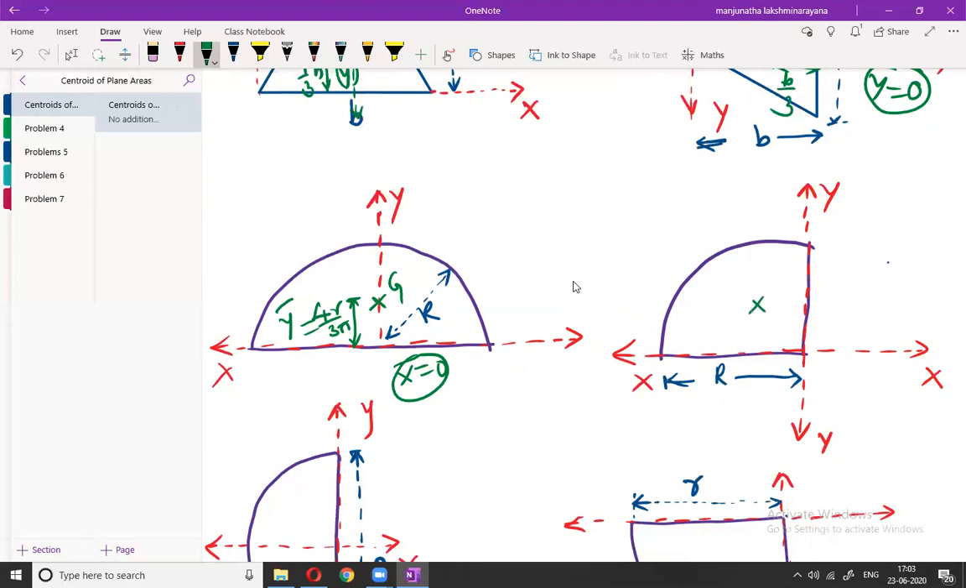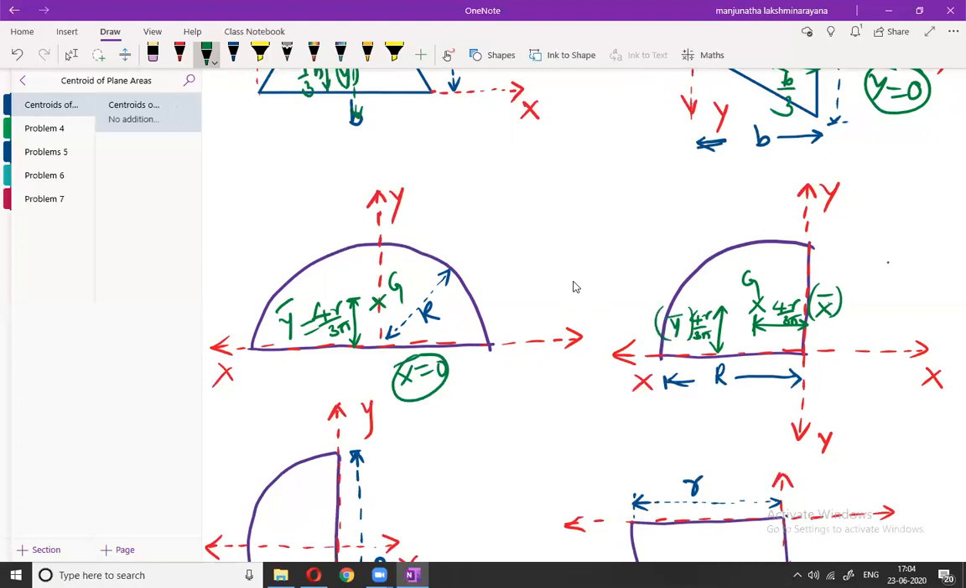first let us identify the centroid approximately. Let G be the centroid, and it has already been proved that the distance of centroid from the diametrical axis will be given by 4r by 3 pi even in the case of a quarter circle. So this is 4r by 3 pi, and even the distance of centroid from the x-axis is also 4r by 3 pi. But the difference here is, we know that the distance of centroid from the y-axis is x bar. So this is x bar, and the distance of centroid from the x-axis is called y bar.